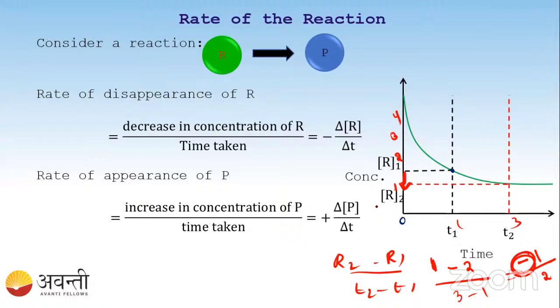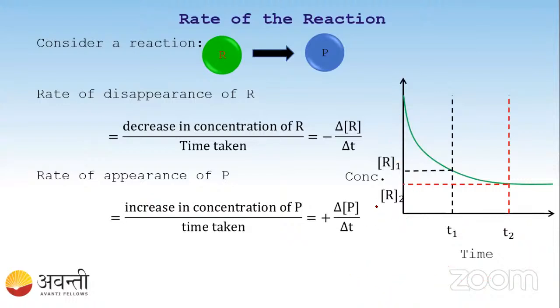R2 will be lower than R1. So I hope you understood this example with 1, 2 and all. So this is about the reagents.